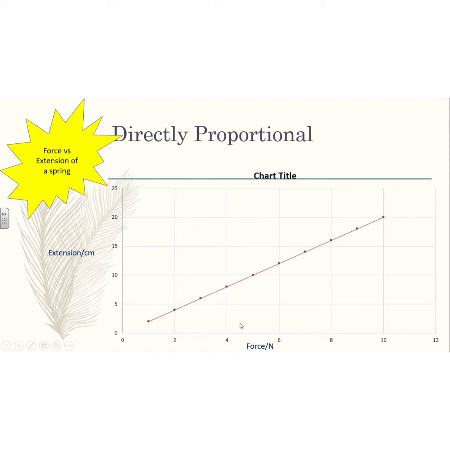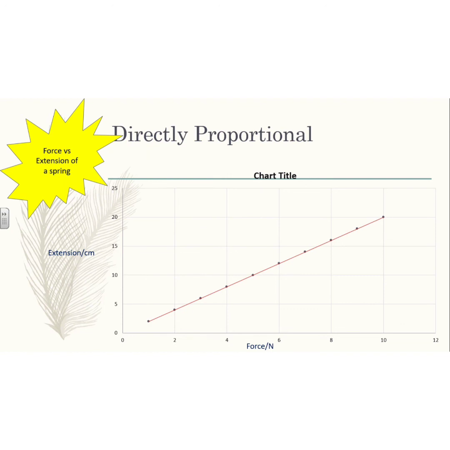Then they may ask you, what if the spring was extended 7.5 centimeters, since we're using centimeters? What force would cause it to stretch to that point? So you find 7.5 on the y-axis, you draw a line across, and then you go down. Wherever this line which goes down meets the x-axis, that is your force. As simple as that. Very straightforward.